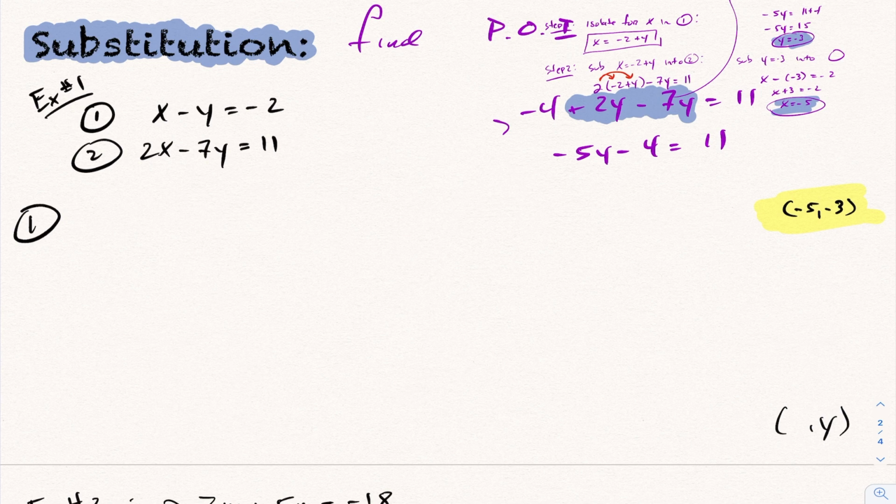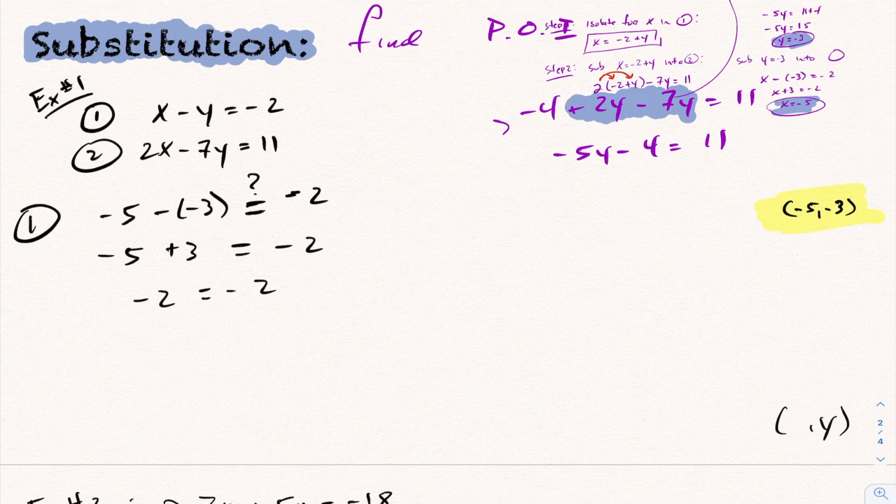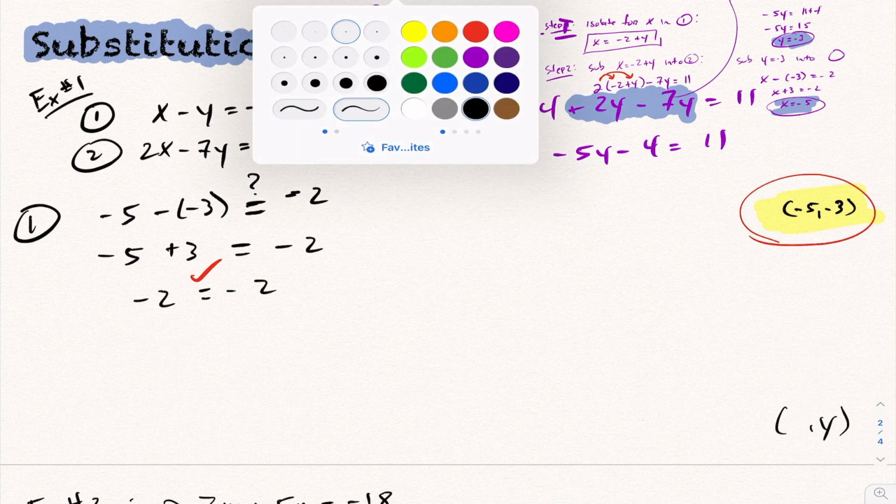So everywhere I see an x, I'm going to change that to a negative 5, and everywhere I see a y, I'm going to change that to a minus 3. And I want to see, does this equal negative 2? Well, this becomes negative 5 plus 3, and negative 2 equals negative 2. So in this case here, the point negative 5, negative 3 satisfies equation 1.